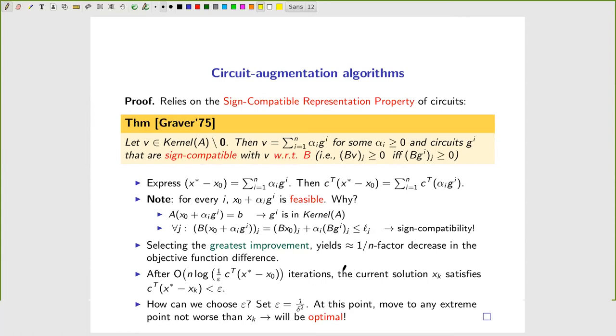So in particular, if we take the maximum and we consider delta square, this means that every two extreme points have to differ in the cost by at least an amount of 1 over delta square. So technically speaking, at this point, you can move to any extreme point that is not worse than your current solution. If you are in the middle of your polytope, just move to any extreme point by taking any direction, could be a circuit direction, but any direction that is not worse. And by setting things in this way, you will be sure that this is going to be optimal. And that's basically when the parameter delta comes into play.